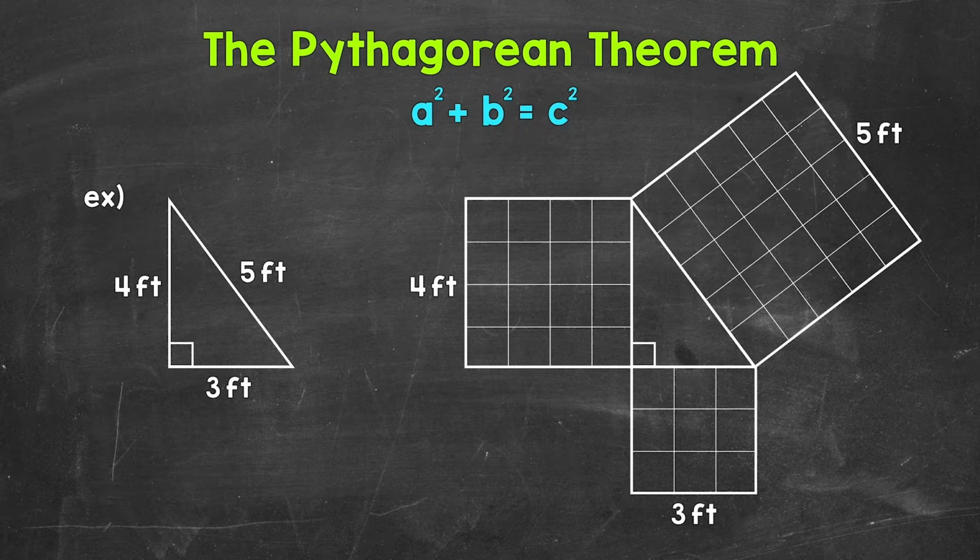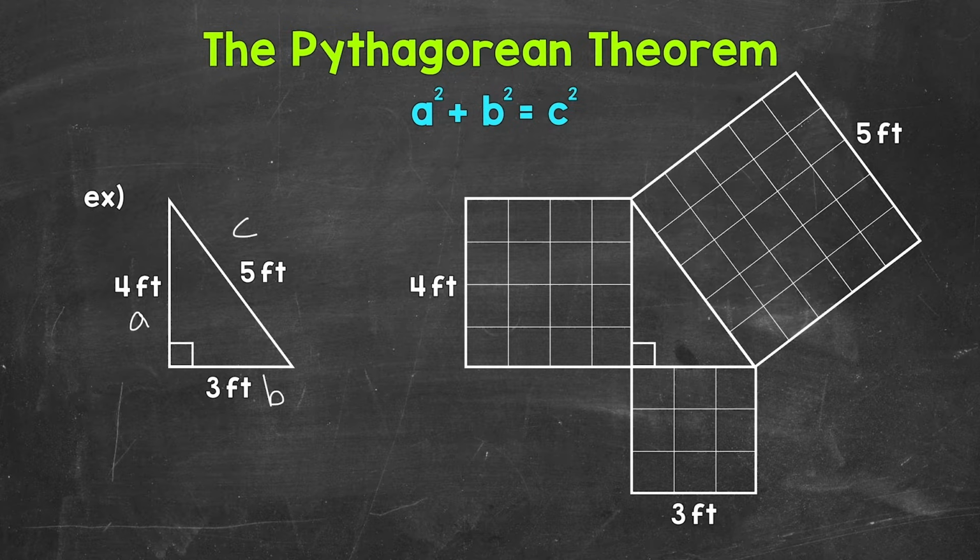This is A right here, and this is B right here. Remember, A and B are always going to be the legs, and it doesn't matter which leg is A and which leg is B. They are interchangeable, so keep that in mind. And then we have the hypotenuse, which is always C. The hypotenuse is the longest side, the side across from or opposite of the right angle. So this is C. Now let's take all of those sides of this triangle and square them.